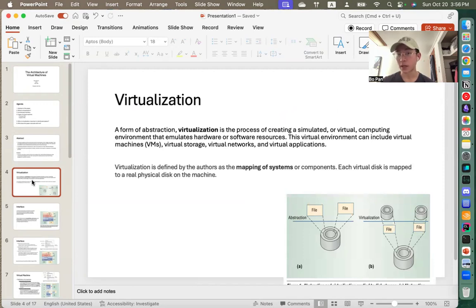It's the process of creating a simulated or virtual computing environment that emulates the hardware or software resources. The virtual environment can include virtual machines, virtual storage, network, and virtual applications. Today we'll be talking about the virtual machines. So you can see virtualization is defined by the author as the mapping of the system. So each virtual disk gets mapped to a real physical disk on the machine.